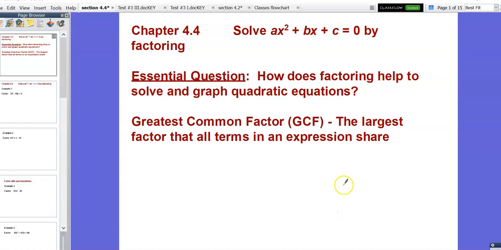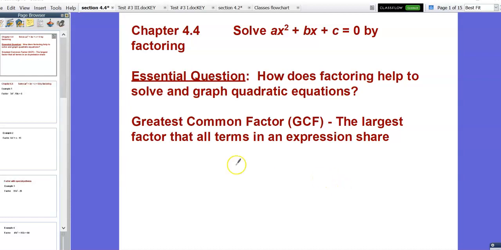All right, we are going to talk about solving by factoring a little bit more. This time, we're not going to have just one x squared. We'll have a number in front of our x squared term. So our essential question: how does factoring help to solve and graph quadratic equations?